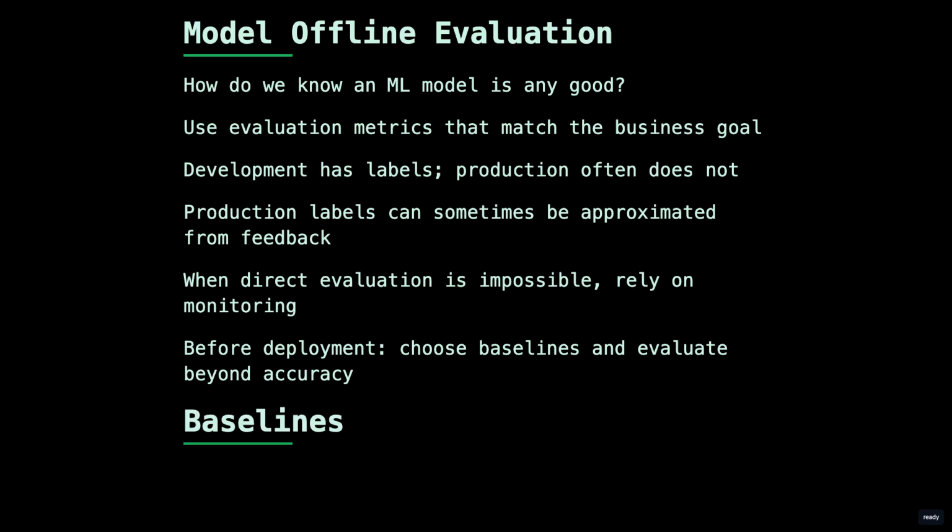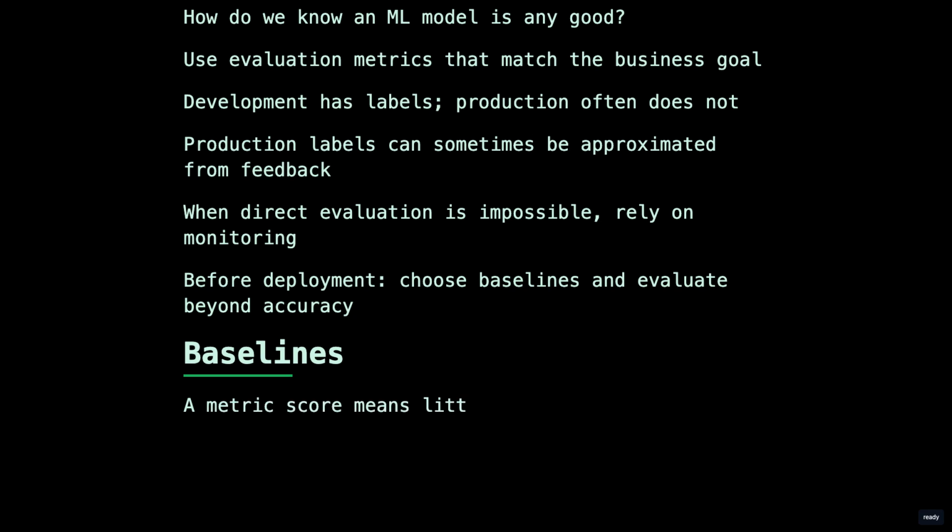Baselines give a metric meaning. Without them, a score like FID or F1 can sound impressive even when the model is no better than a trivial rule. A single number by itself does not tell you whether a model is actually useful. You need a reference point so you can judge whether that number is better than chance, a simple rule, or something a human would accept.